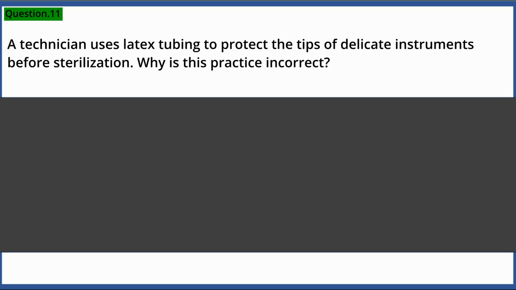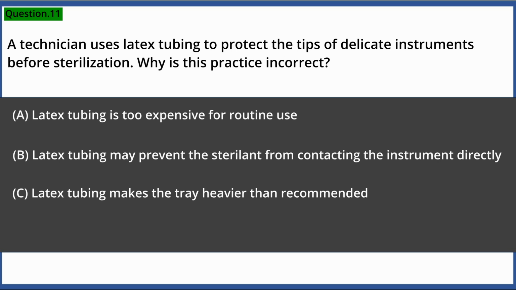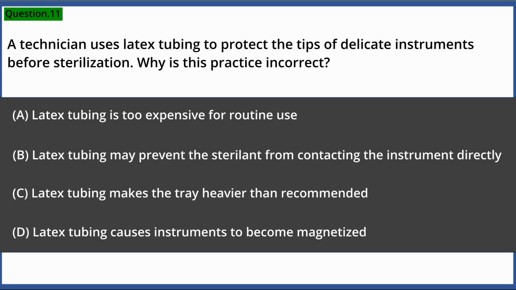A technician uses latex tubing to protect the tips of delicate instruments before sterilization. Why is this practice incorrect? A. Latex tubing is too expensive for routine use. B. Latex tubing may prevent the sterilant from contacting the instrument directly. C. Latex tubing makes the tray heavier than recommended. D. Latex tubing causes instruments to become magnetized. Answer: B. Latex tubing may prevent the sterilant from contacting the instrument directly.